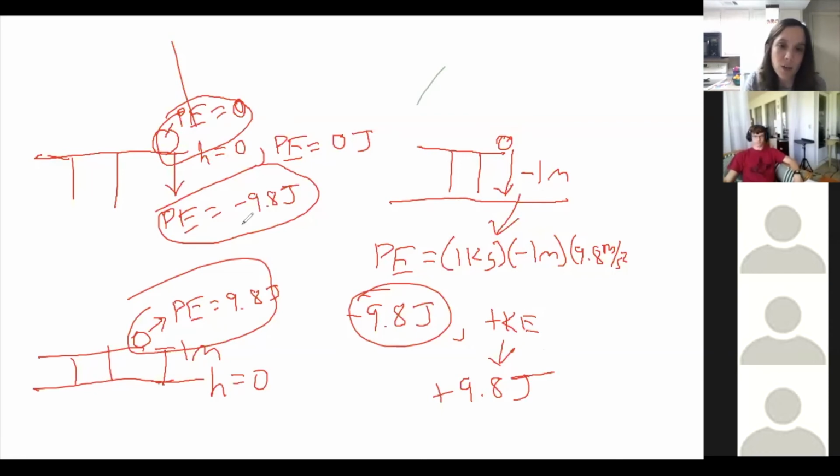So again, if you go from a higher to a lower height, that energy has been lost. But you gain energy if you increase speed. So while the ball moves downward, it loses potential energy, but it gains kinetic energy as it moves down.